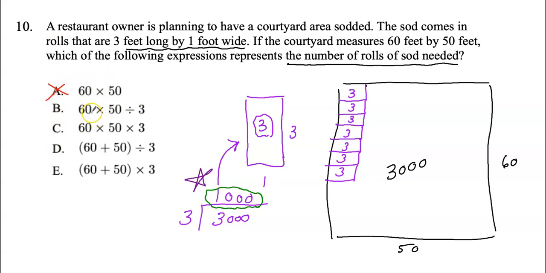Let's see, 60 times 50 divided by 3. I think this is going to work. Well, maybe not. Let's keep it. Let's just punch this into the calculator and see if we get 1,000. Let me just punch it in.